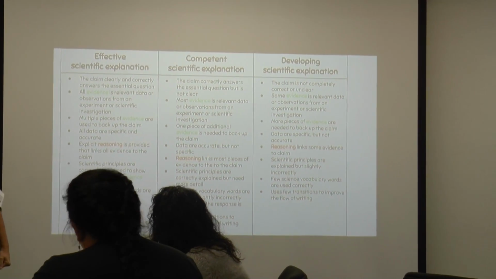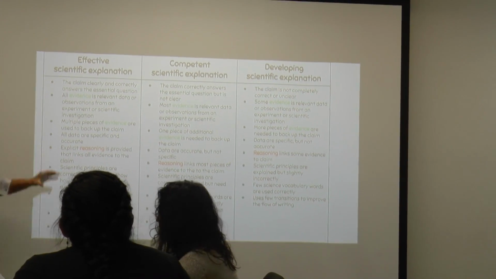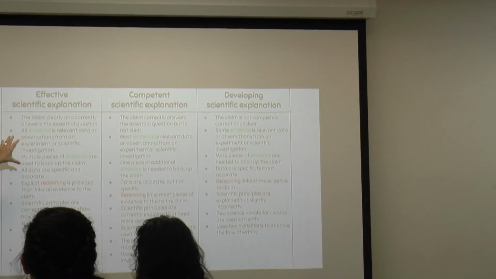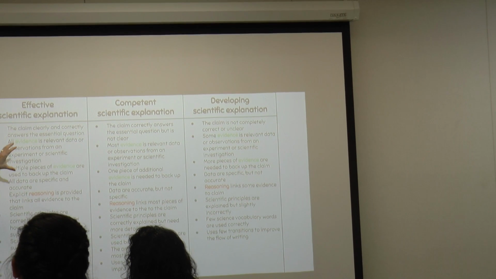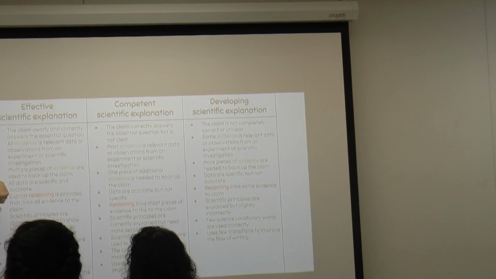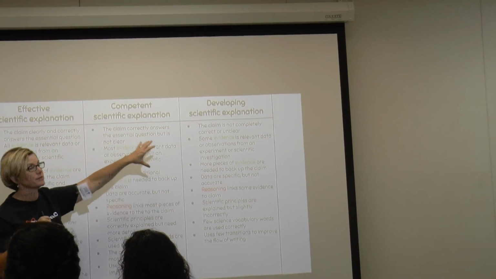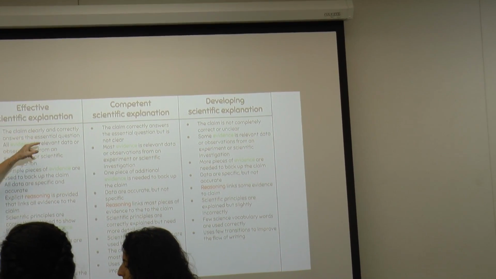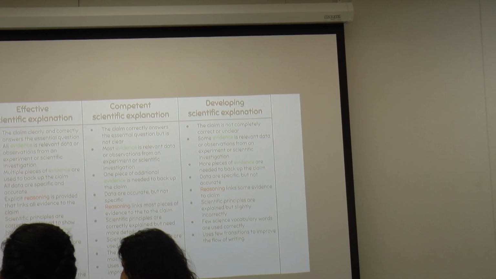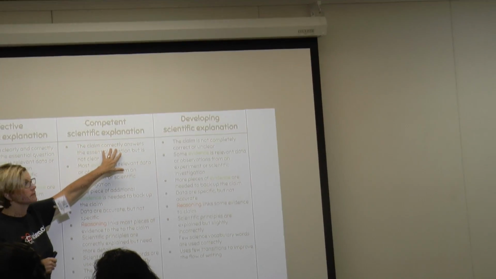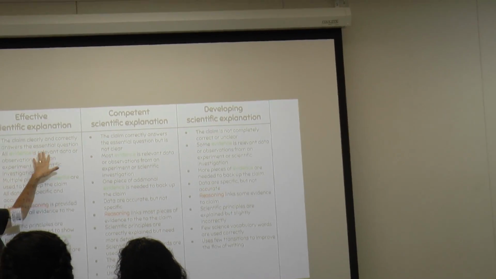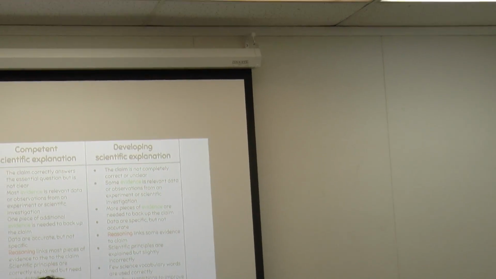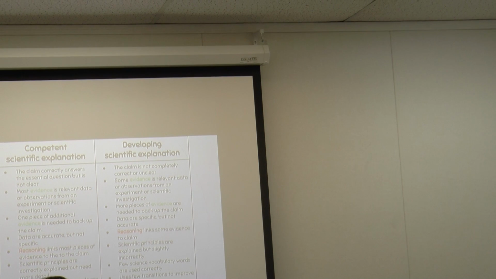We would have, with time, asked you to use a highlighter, and I would recommend you doing this with your students, to highlight the terms that clearly show the difference between the effective or the competent or the developing. For instance, an effective explanation is the claim clearly and correctly answers the essential question versus the claim correctly. So the difference is clearly and correctly. And then the claim is not completely correct or unclear. And this is another way just to help give them a frame of what they need to be writing.